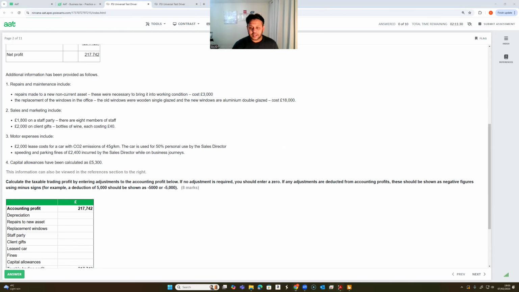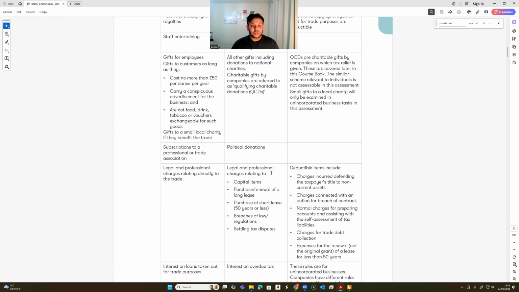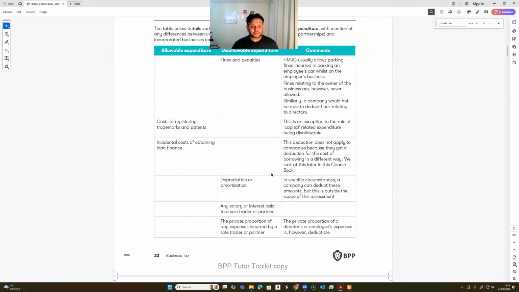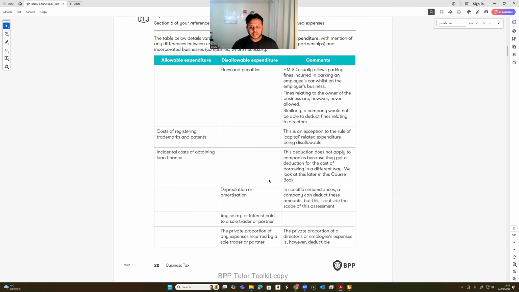So let's have a look quickly. If you go to the fine, we can see here, this is our first box. It says fines and penalties. HMRC usually allow parking fines incurred in parking an employee's car on the employer's business.